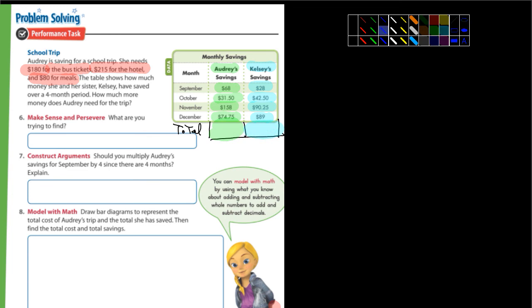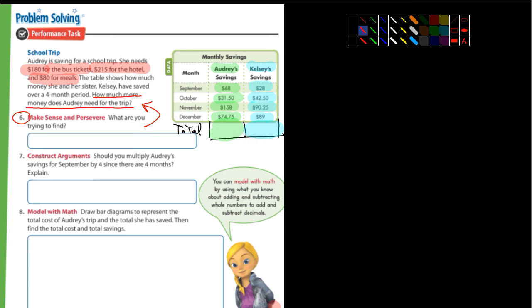And so number 6, it says, what are you trying to find? Now, they ask these questions once in a while. And they give you the answer. What are we looking for? It says, how much more money does Audrey need for the trip? That's the answer to number 6. That's the question. What is number 6 asking? What are you trying to find? They just gave it to us right there.